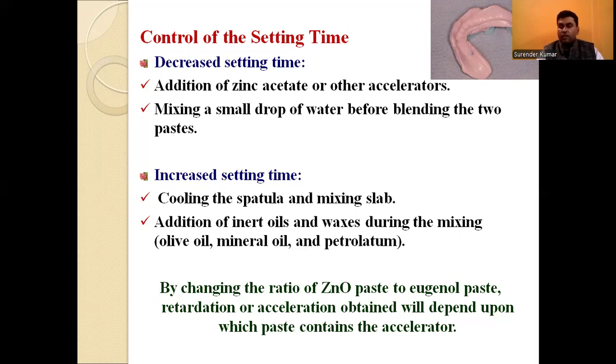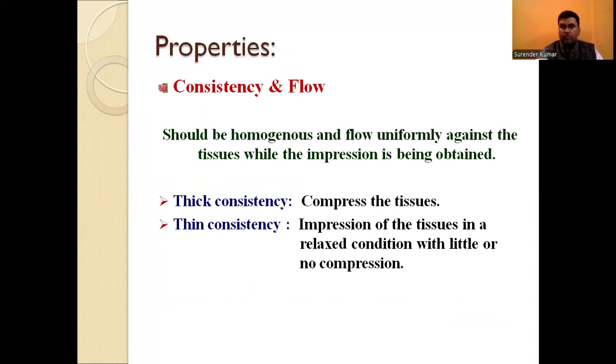How can we increase the setting time? We can do that by cooling the spatula or the mixing slab, or we can also add some petroleum jelly, mineral oil, or olive oil. By changing the ratio of zinc oxide paste to eugenol paste, retardation or acceleration can also occur. That means we can reduce the catalyst paste, or we can adjust it.